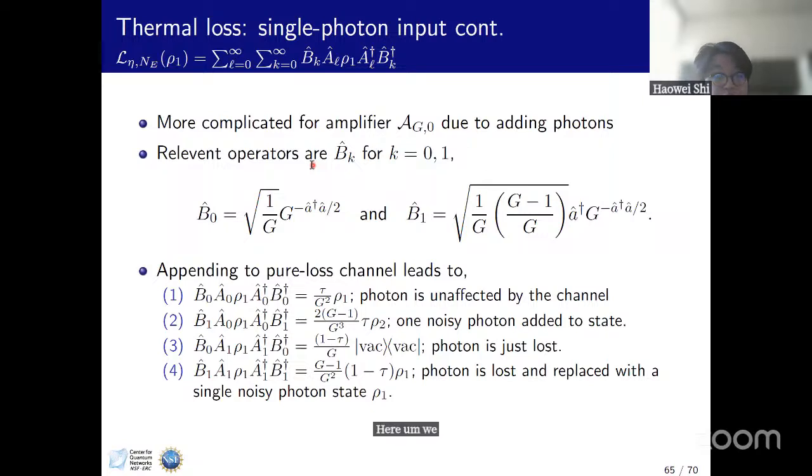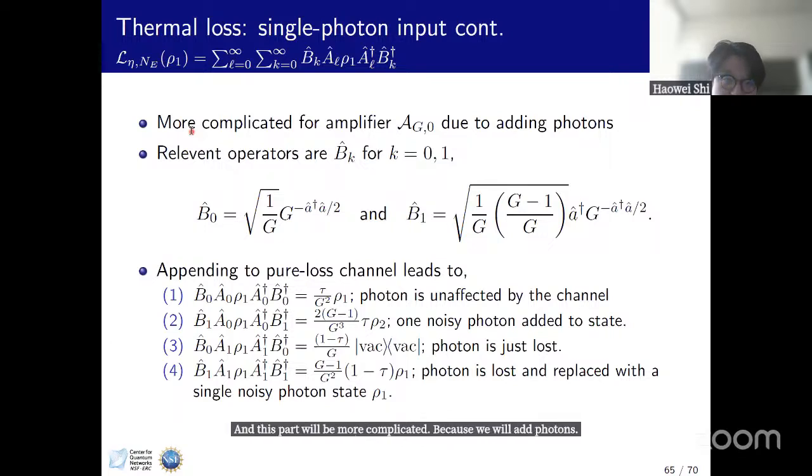Here we continue to analyze the single photon input case for the thermal loss channel. We have wrapped up the first part, the pure loss channel. We should know that there's an amplifier channel as the second part, and this part will be more complicated because we will add photons. It's not a passive operation.